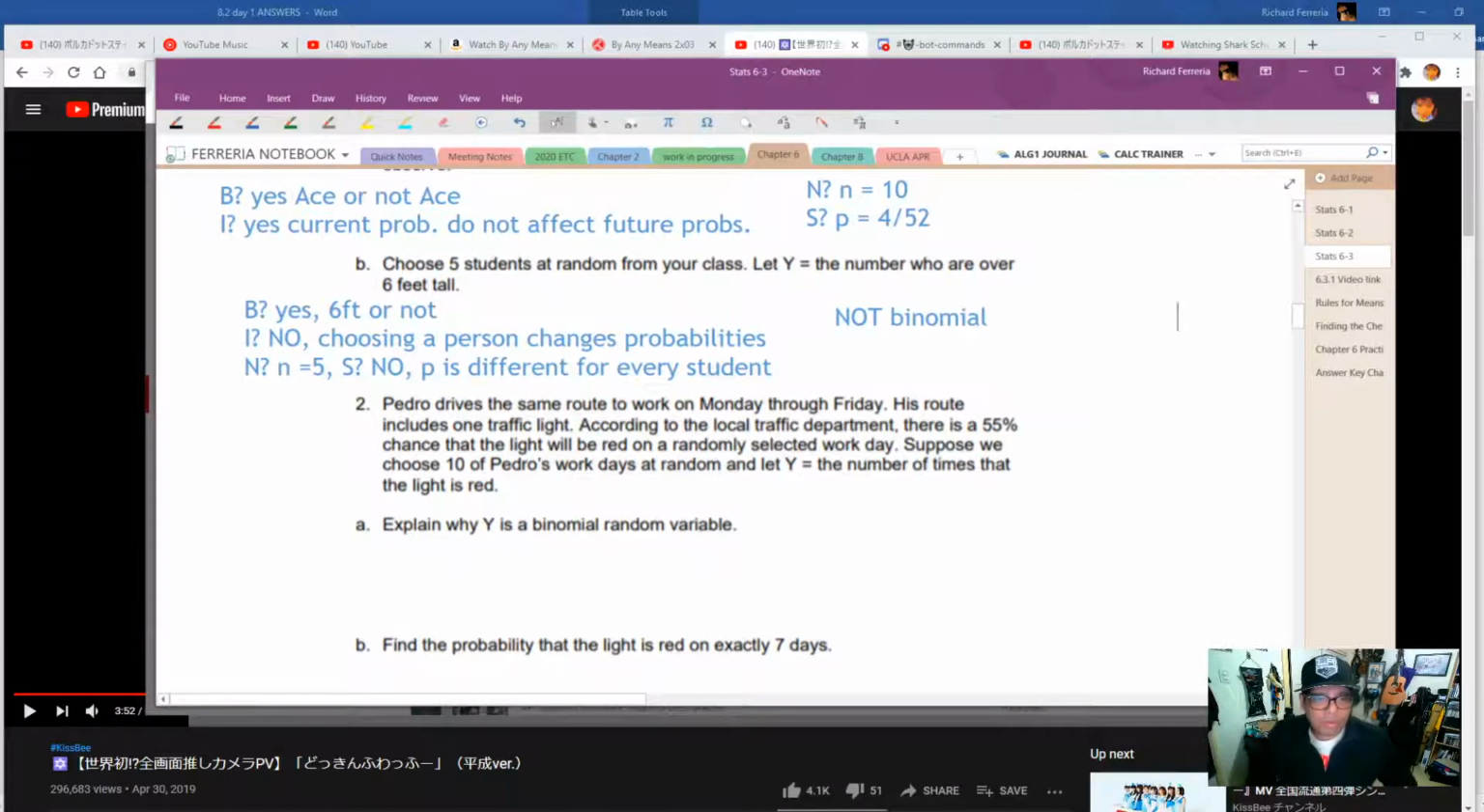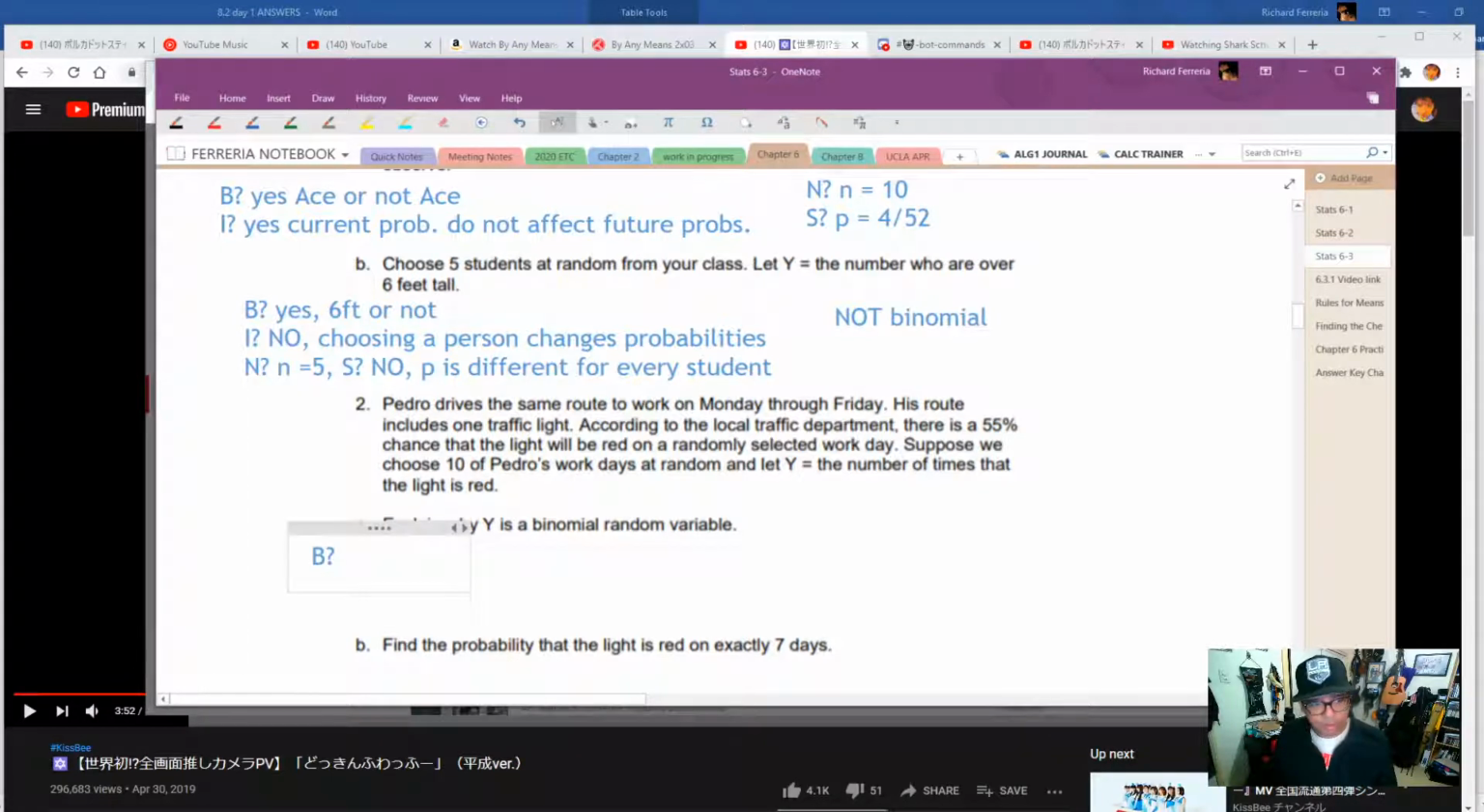2. Pedro drives the same route to work on Monday through Friday, and his route includes 1 traffic light. According to the traffic department, there is a 55% chance that the light will be red on a randomly selected workday. Suppose we choose 10 random workdays and let Y be equal to the number of times that the light is red. So let's go with this.